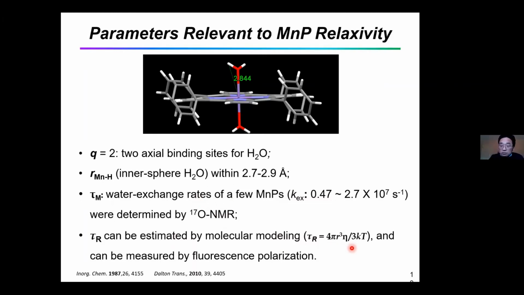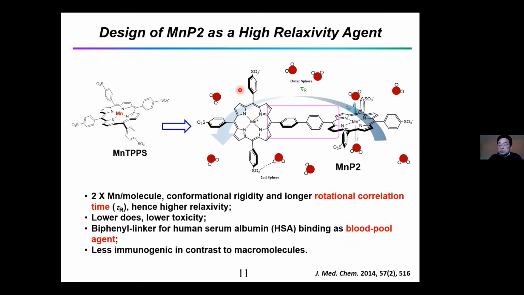And you can also potentially measure the tumbling rate of the porphyrins through fluorescence polarization. And this is another interesting property of the porphyrin, because if there's no metal, or if you put in diamagnetic metals, the porphyrins are often fluorescent. So you can use the fluorescence polarization method to determine the tumbling rate. Okay, and because the tumbling rate plays such an important role in gadolinium, we tried to explore and tune that parameter and see if that could further improve the relaxivity.